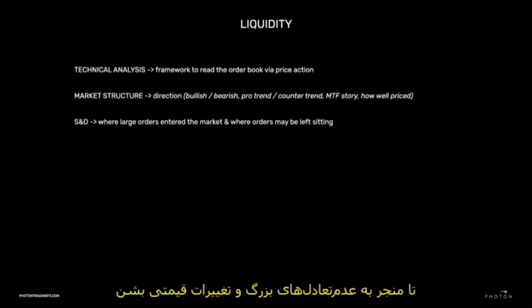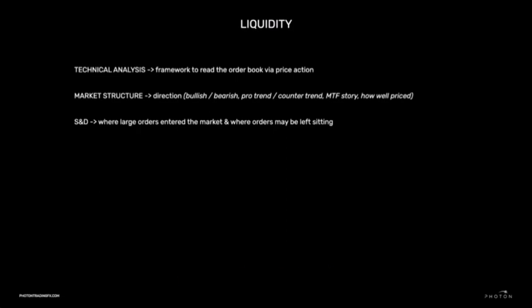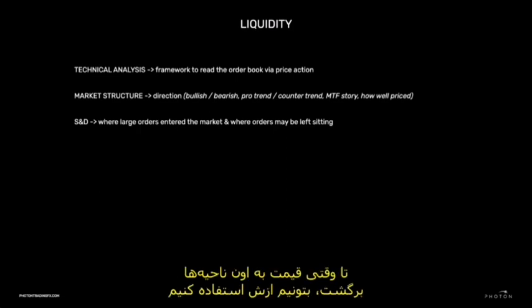Then we have looked at how we can use supply and demand zones to show us where large orders have entered the market to cause those huge imbalances and shifts in price, and therefore where orders may potentially be left sitting in the market, so that we can then use that to our advantage when price returns to those zones.